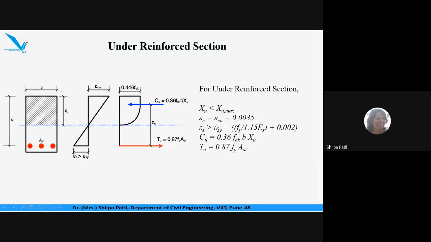Now as the steel has started yielding first, obviously the strain in steel goes on increasing when we further load the section.